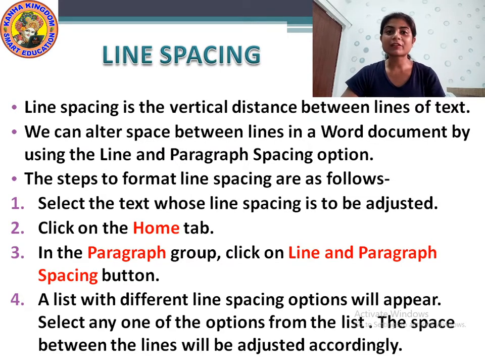In the previous class we studied about the different types of formatting, right? In this chapter we will study some more advanced features of formatting in MS Word. Okay, so let us begin with line spacing. Now students, what is line spacing? Line spacing is the vertical distance between lines of text. The space between two lines of the text that you have typed in your document is called the line spacing.